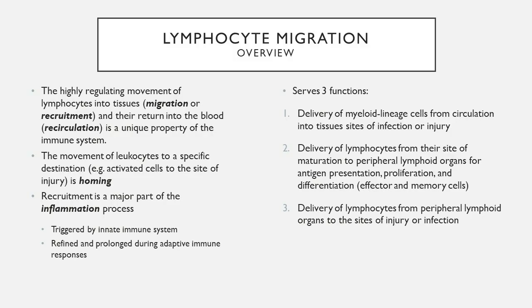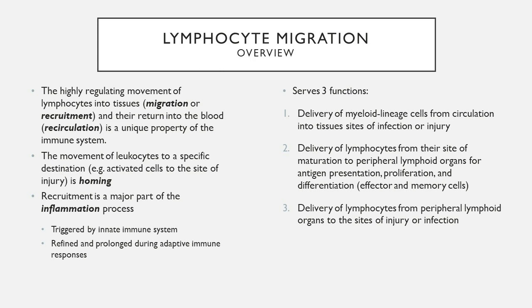So there's a few key terms that we're going to go over that we're going to be using a lot in this chapter. The first is just a description of the highly regulated movement of lymphocytes into tissue, which we're going to call migration or recruitment. And we say recruitment because typically, unless these cells reside or are born in those particular tissues, they're not going to be there for any other reason unless they're recruited to perform some sort of function. Then the opposite of migration or recruitment is recirculation, so the return of those cells back into the blood.